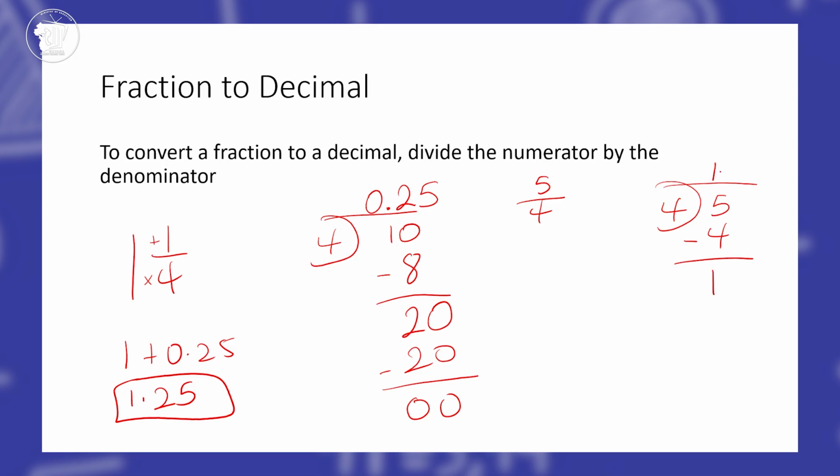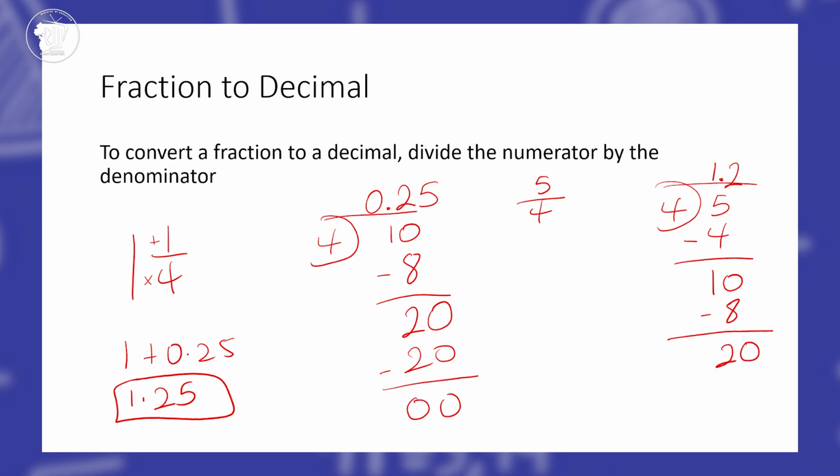4 cannot go into 1, so we add a decimal point, and we add a 0 to continue. So 4 can go into 10 2 times. 4 2s are 8. So we subtract there. So 10 subtract 8 would give you 2.